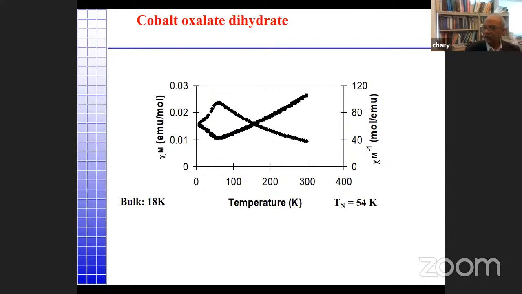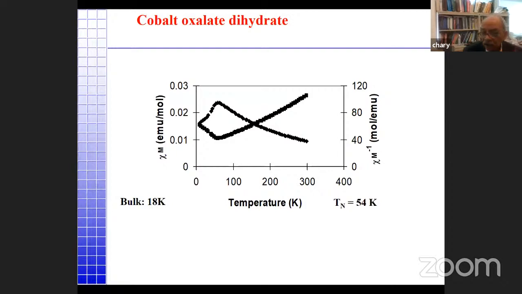All right, let's look at the other material. What we did was we changed the nickel to cobalt here, cobalt oxalate dihydrate in the nanoscale. Suddenly what we see is the Néel temperature in the bulk is supposed to be 18 Kelvin, but in the nanoforms, suddenly that increased to 54. Compare this to the previous example. In the nickel example, the Néel temperature reduced from 50 to 45, but in the cobalt, it increased from 18 to 54 Kelvin. See how much manipulation we're able to do just by reducing the size of this particle.